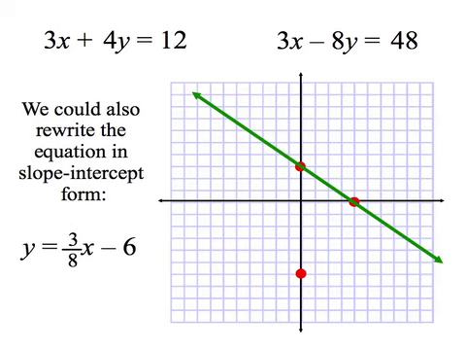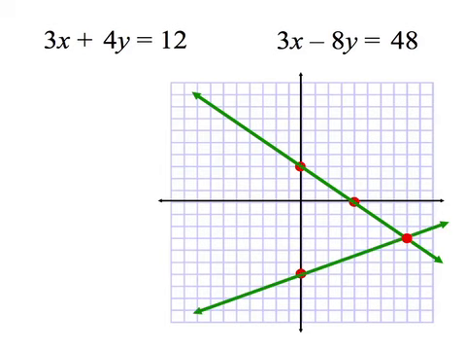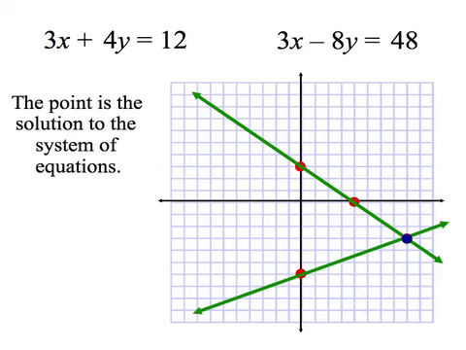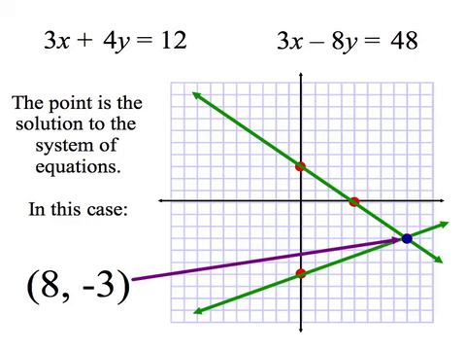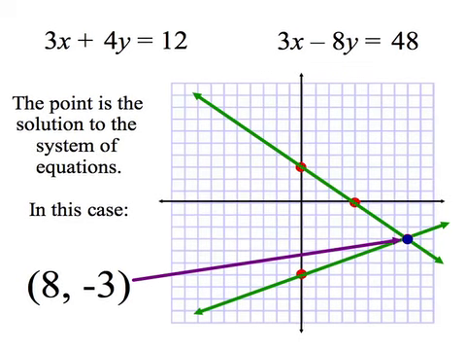I did not show my work this time, but there is the equation solved for y, and it confirms that the slope is 3/8. So from the y-intercept, I count 3 up and 8 to the right, and plot a second point, which in this case happens to land on our first line. So that point is the solution to this system of equations. Our final job is to read the coordinates for that point, and those coordinates are 8 for x and -3 for y, and that's the solution to this system of equations.